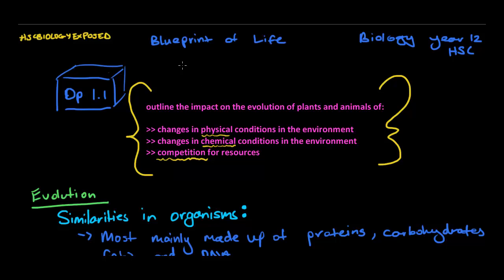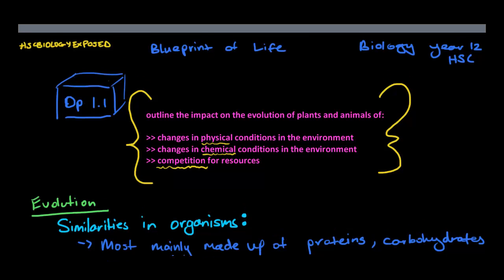Hey everyone, today I'm going to be going through Blueprint of Life 1.1 for Biology Year 12. As a part of your HSC, you're required to outline the impact on the evolution of plants and animals of changes in the physical conditions in the environment, changes in the chemical conditions in the environment, and competition for resources. So first off, let's have a little look at evolution.